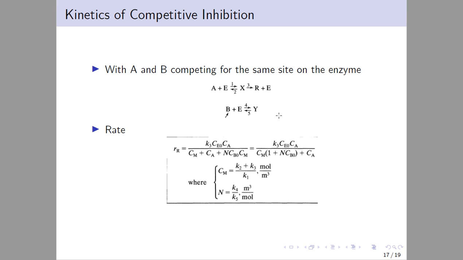So what we want to say is that if K4 is greater than K5, and K4 is greater than K1, meaning that B is more reactive with the enzyme to produce Y. When this reaction is more reactive than the other, we are going to have less product R. So that is the competitive inhibition. If this rate constant is greater than this rate constant, then we have a smaller production of R.